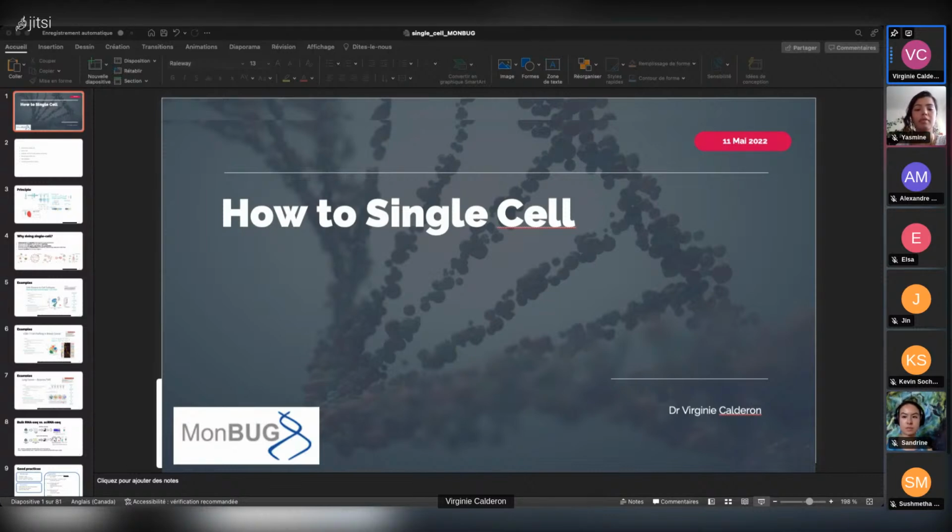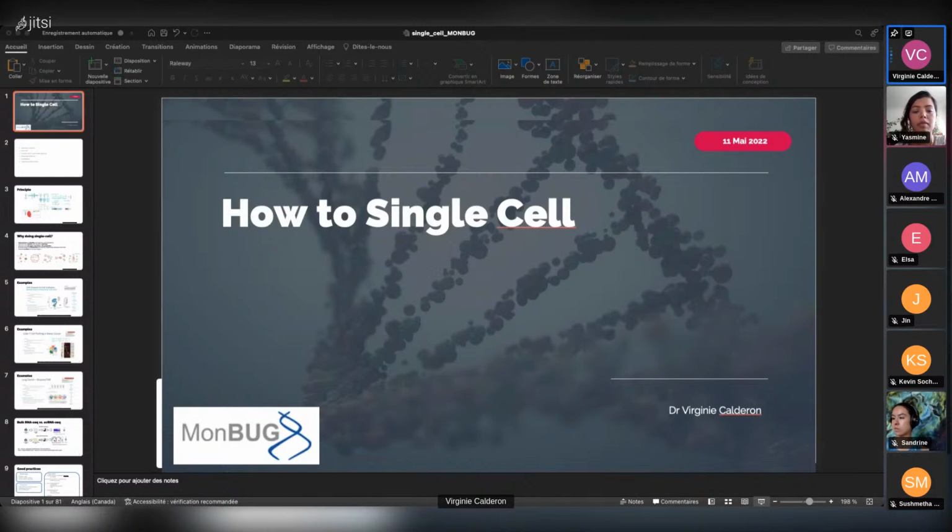So the principle of single cell is to be able to dissociate a cell from maybe a tissue, an organ, and capture the transcriptome of the cells. So then you can compare the transcriptome, for example, of all the cells, and maybe detect some differences between the cells from maybe the same organ. So there is a lot of things you can do with a single cell experiment.